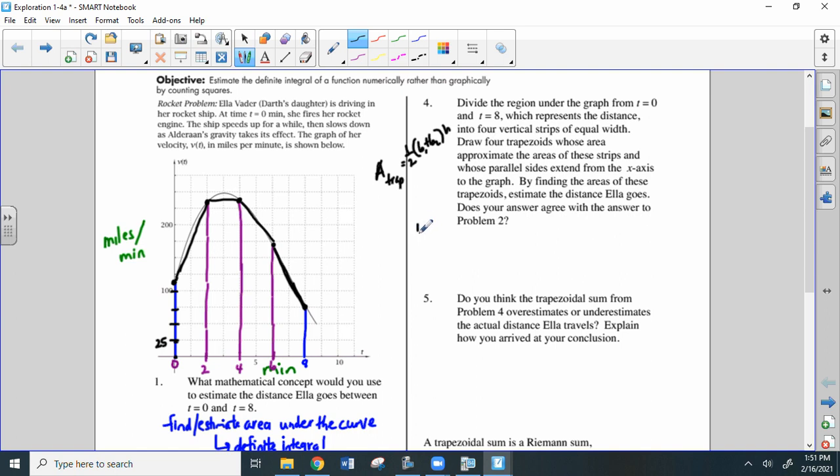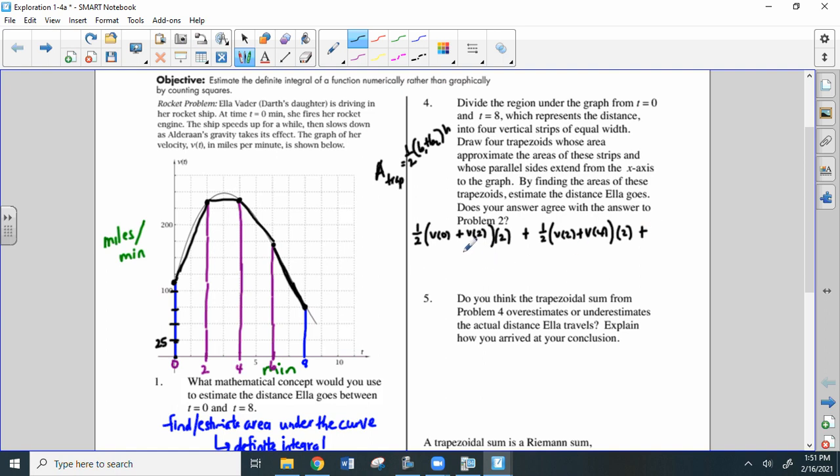Let's see, we're going to do half. And then base 1 is going to come from the velocity at time 0. And base 2 is going to come from the velocity at time 2. And then I'm going to multiply that by a width of 2. That's just the first trapezoid. Then I'm going to do it again. Half. And then the second trapezoid has a side that's representative of velocity at time 2, and the other side is at time 4. And that one is also 2 wide.